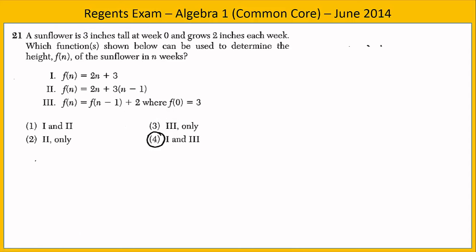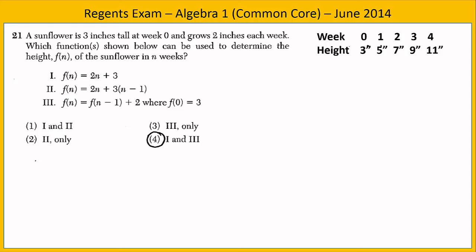In problem 21, we're told that a sunflower is 3 inches tall at week 0, that's when we planted it, and grows 2 inches each week. Which function or functions shown below can be used to determine the height, f of n, of the sunflower after n weeks? We have 3 possible equations to look at. Let's see what we know about the sunflower. When we planted it, week 0, it was 3 inches tall. After 1 week, it was 5 inches tall, 2 weeks, 7 inches tall, 3 weeks, 9 inches, and 4 weeks, 11 inches. It grew 2 inches each week.